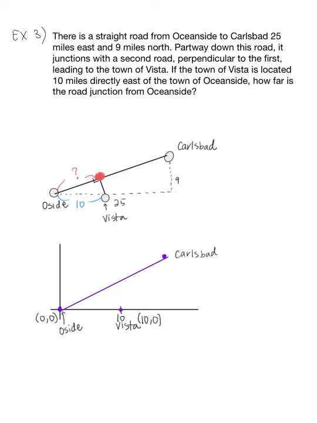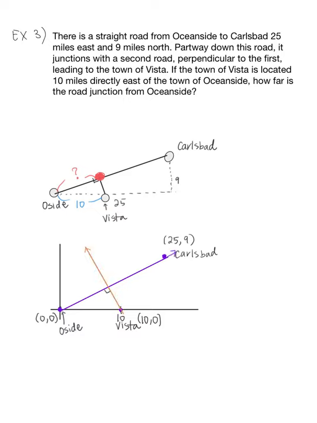Now let's go with Carlsbad. How long do we travel? x is 25, and then y is 9. So the coordinate at Carlsbad is x is 25, and y is 9. Now let's deal with the junction. So our junction is going to intersect this line right here at a 90-degree angle because it's perpendicular, right? So yes, I know that our junction is right here, but let me extend that.